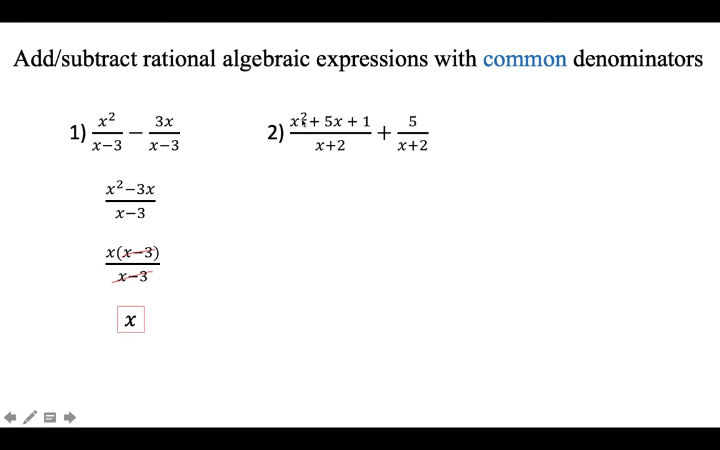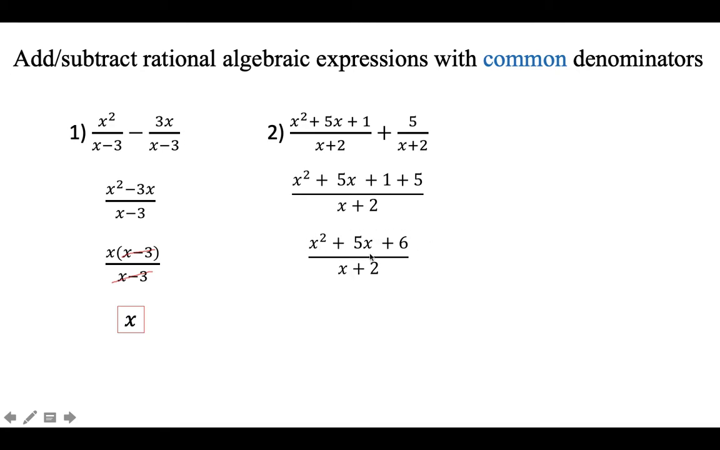For the given number 2, x squared plus 5x plus 1 over x plus 2 plus 5 over x plus 2. Since the denominators are common, just copy them. Then combine the numerators, x squared plus 5x plus 1 plus 5. Since 1 and 5 are common terms, we can combine them. 1 plus 5, that is 6. So it becomes x squared plus 5x plus 6, then copy x plus 2.